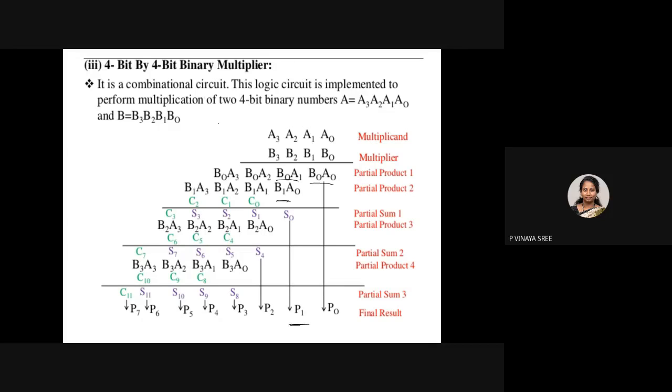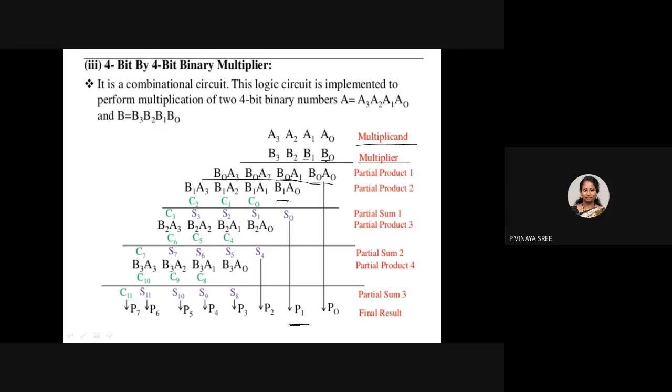In a 4 by 4 binary multiplier, what we are doing is the same, and one more row will be added. Let me show this also, so that even if any question comes, it will be easy for you to understand. A0, A1, A2, A3 is the multiplicand, B0, B1, B2, B3 is the multiplier. First we do A0B0, A1B0, A2B0, A3B0. First this one is completed.